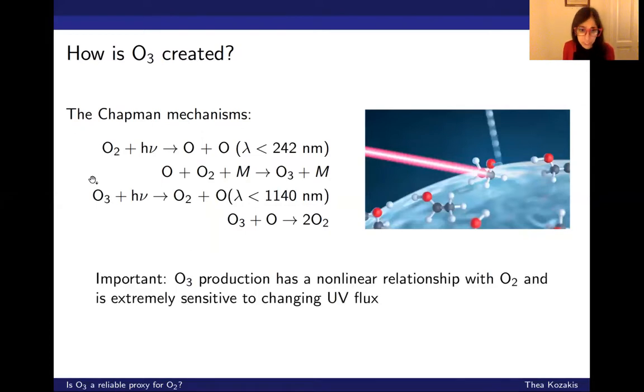And something important to note here is that even though these reactions might seem simple, O3 production is not linearly related to the O2 content of an atmosphere. And also importantly, as you may have guessed, this is very dependent on the amount of UV flux reaching the planet, especially because this first reaction, the photolysis of O2, requires a high energy UV photon.